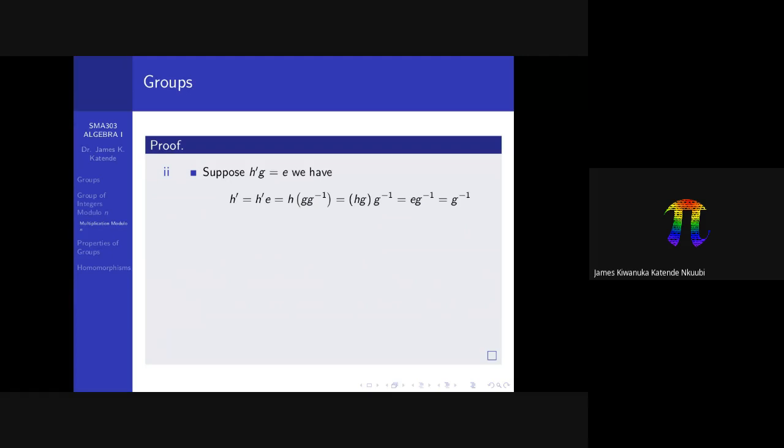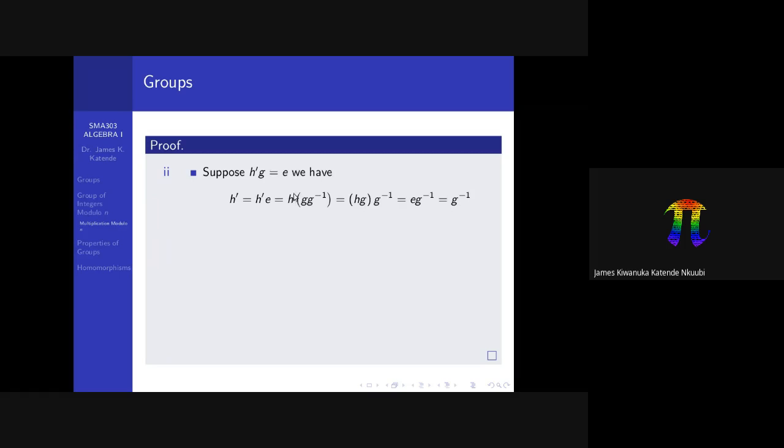Now the second part was to check if anything behaves like the inverse, then it must be equal to the inverse. So here H prime G behaves like the inverse of G, but on the left. That's the assumption we make. Suppose this is true, then we need to show that this H prime must be equal to the inverse of G. Now we know that H prime is the same as H prime multiplied by the identity. Anything multiplied by the identity in the group is left intact, so this is just the same as H prime.